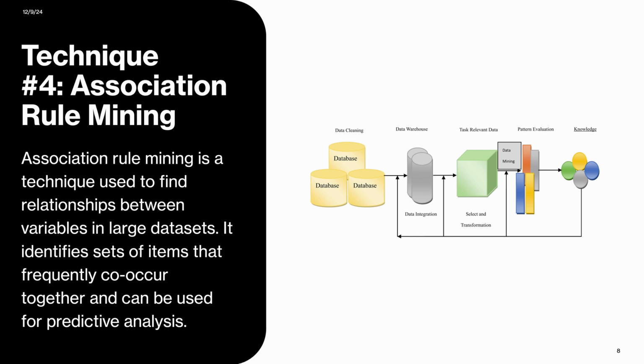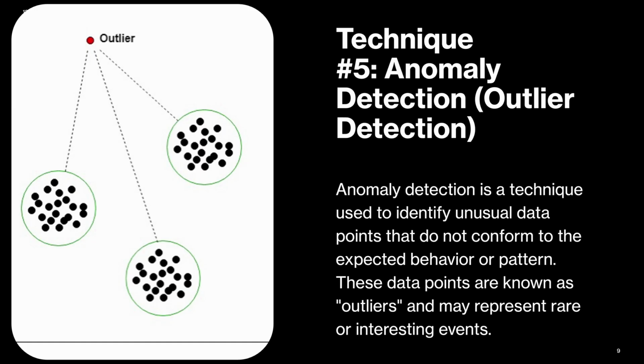Some examples: market basket analysis. An example is if a customer buys bread, they are likely to buy butter. Or web page analysis, where a user who visits a particular product page is likely to visit related product pages as well. And lastly, I will be talking about anomaly detection or outlier detection.